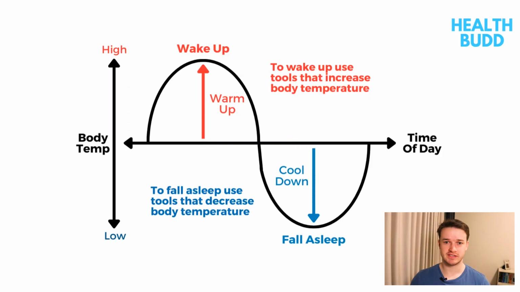So to know when to apply these tools the best to improve your sleep, you've got to look at what's called the circadian clock. And this is it here. So before you wake up, your body starts to increase in body temperature. And so as we're waking up, we want to apply tools that will help us increase our body temperature and speed up the waking up process. This then sets a timer for later in the day for when to go to sleep. So then later in the day, we want to start to apply tools that help us fall asleep. And we're going to do this by helping our body cool down.